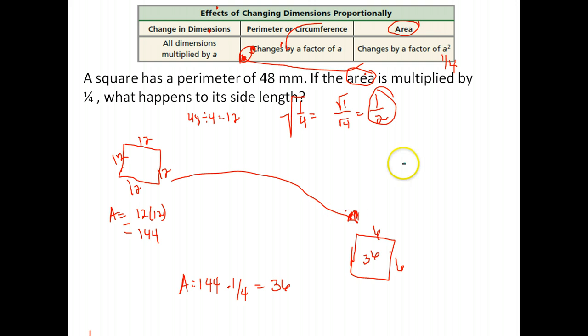But again, you can just use the rule up here. If they tell you something that happened to the area, whatever it was, what happens to the perimeter and to just the dimensions would be the square root of that number. If it says the area changes by a factor of 25, what happens to my circumference and my side length? It's the square root of that. It's multiplied by 5.